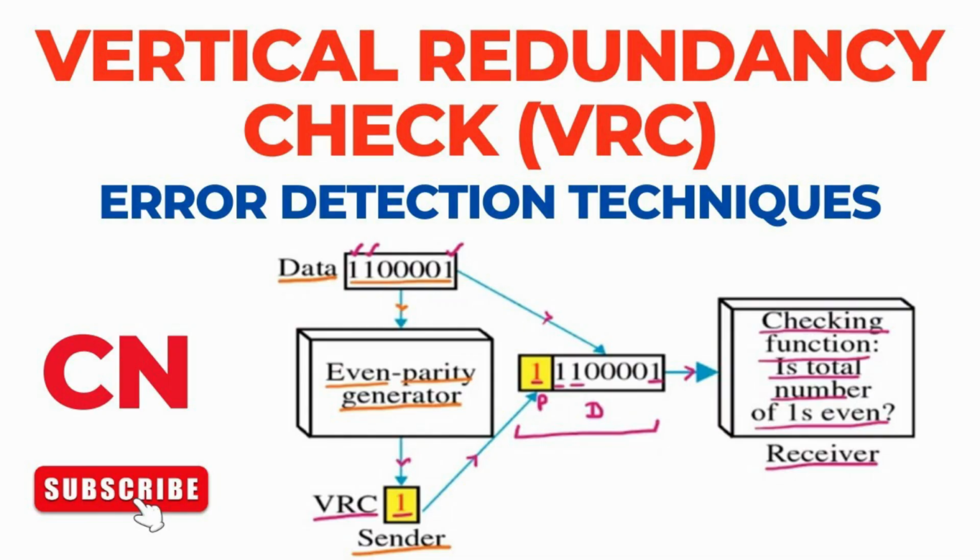Transmission: the data unit including the parity bit is transmitted. Parity bit verification: after receiving, the parity bit is recalculated based on the received data and compared with the received parity bit. If they match according to the chosen parity scheme, the data is considered error free. If they don't match, an error is detected.